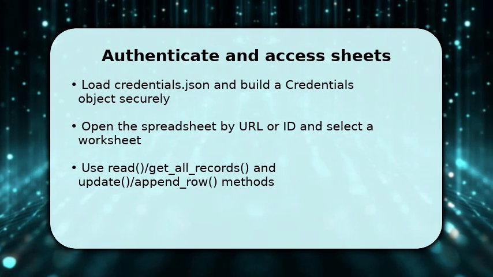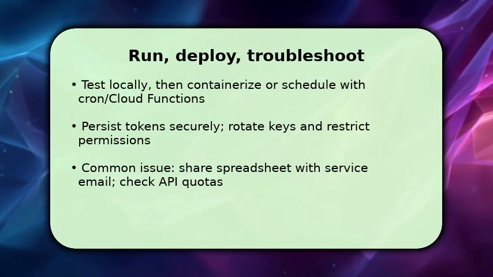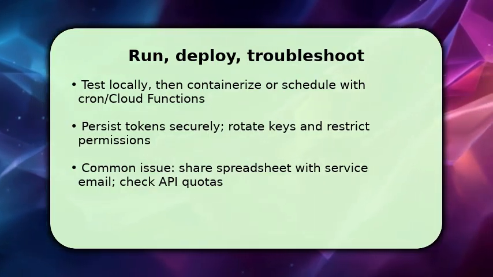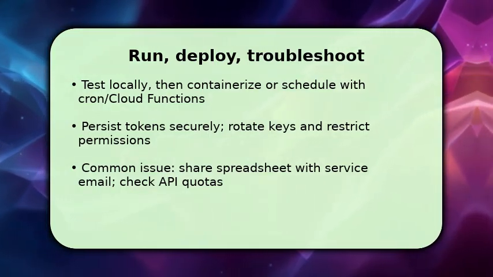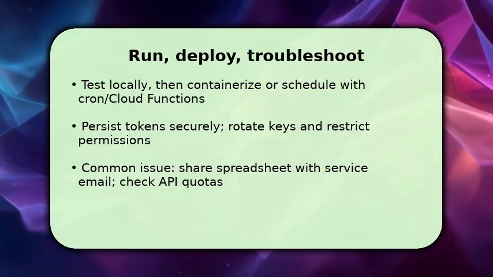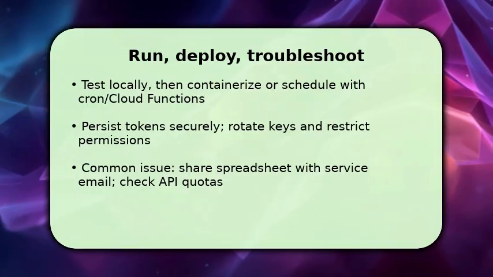You finish by running the script locally and verifying read/write behavior, then deploy it. Use a container, cron job, or cloud function for automation. Make sure tokens and keys are stored securely and rotate credentials regularly. Principle of least privilege reduces risk.